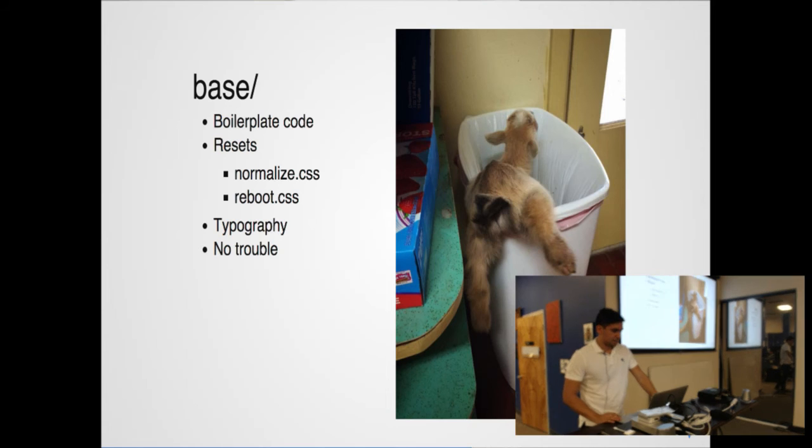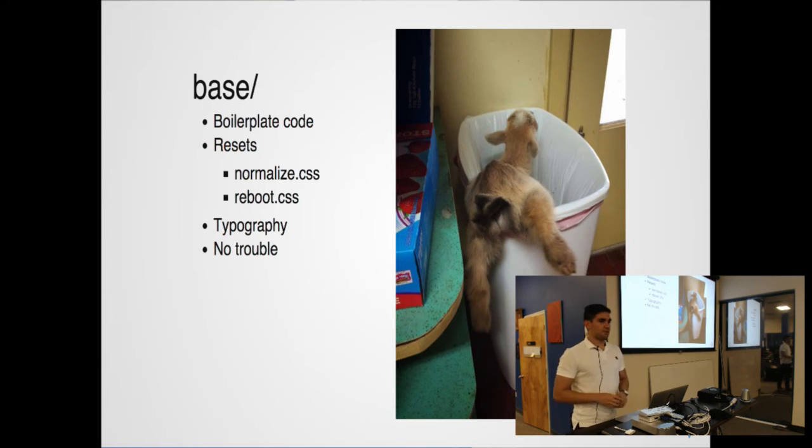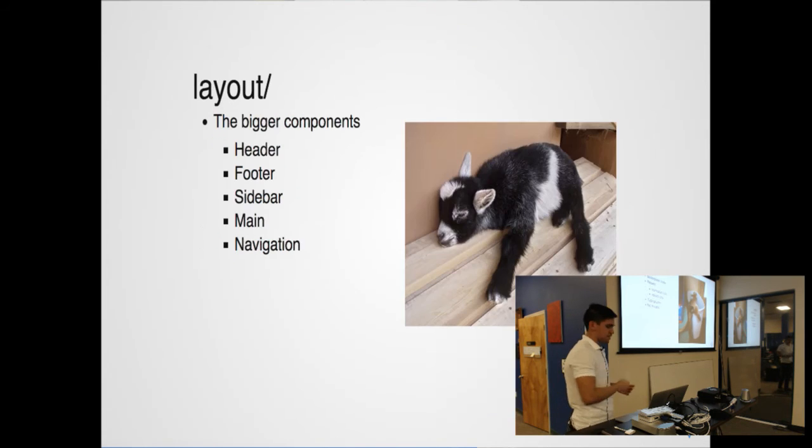So let's talk about the base. The base is all of your boilerplate code, all of your resets like normalize, and I facetiously add reboot in there. This is a Bootstrap 4 file, which is actually really good because it adds some resets on top of normalize. Well, I mean, that's only 2. It's not that bad. And you could also have typography in there too.